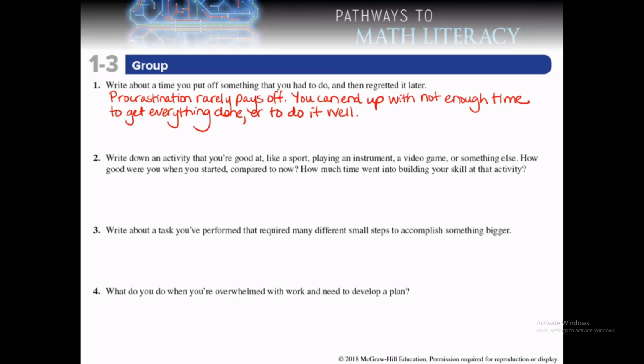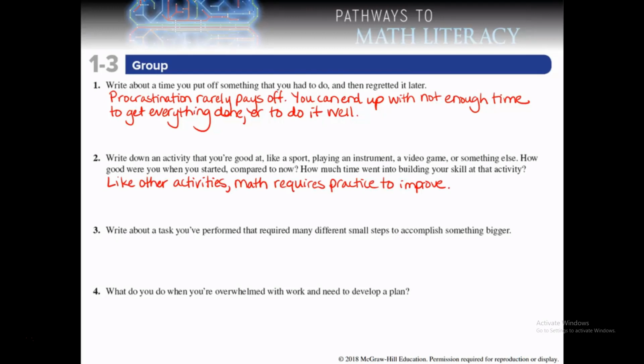And number 2, write down an activity that you're good at and think about how good you were when you started as compared to now and the time that went into building that skill. Well, math is like other activities. It requires practice to improve. You may not feel like you're really great at it right now, but with practice and time, you can improve.